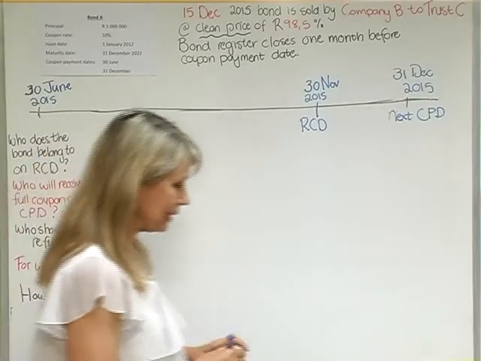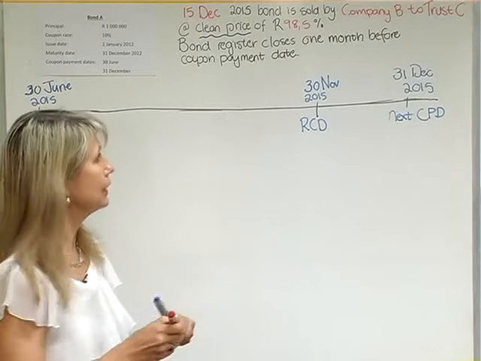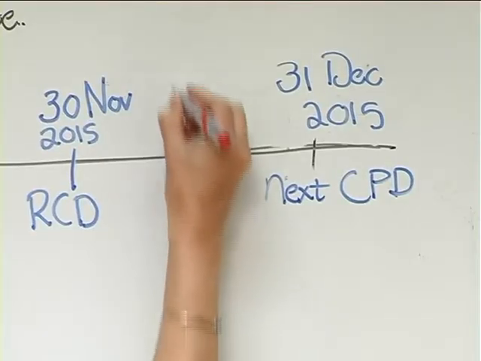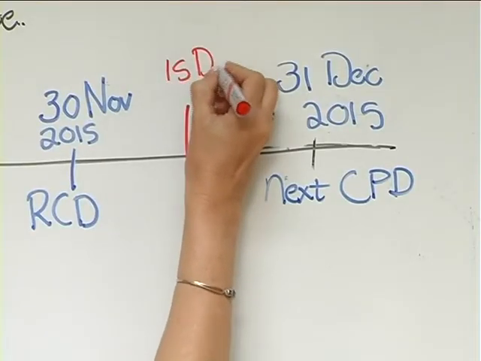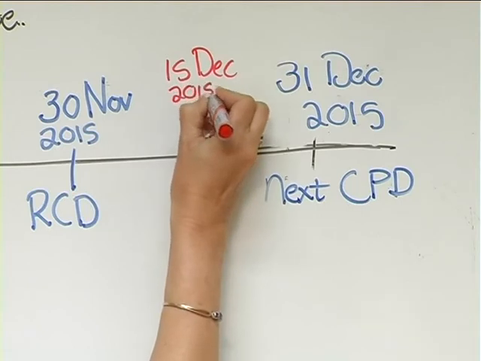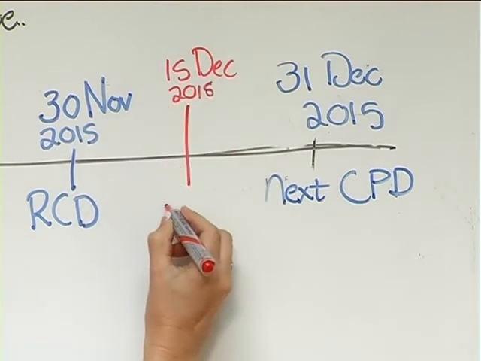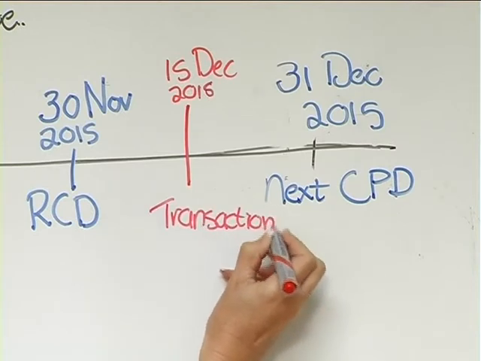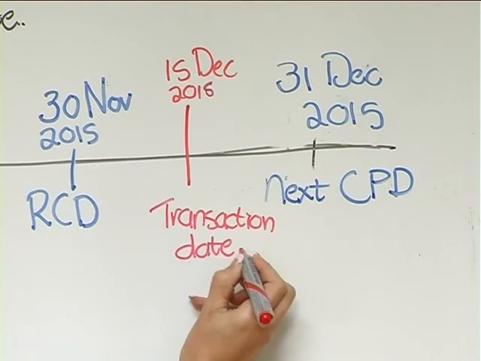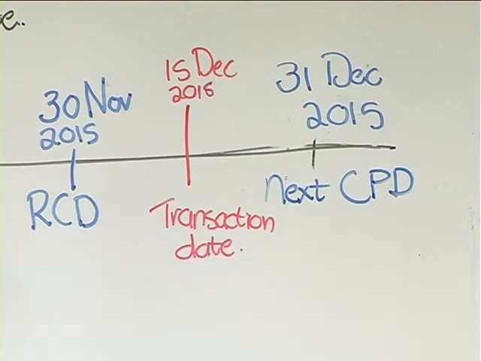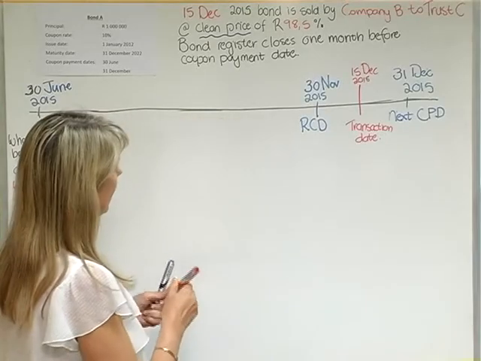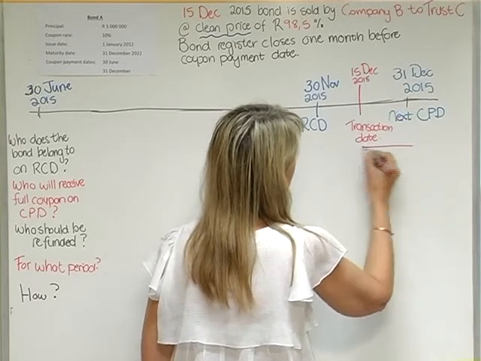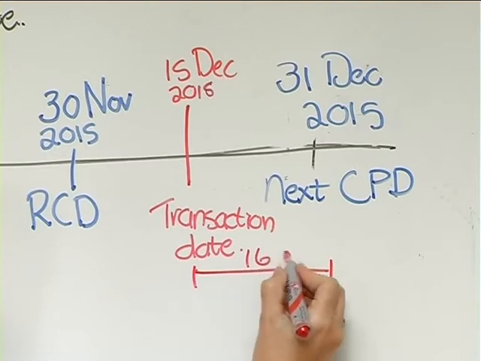So that is now the register closing date for the next coupon payment date. Right. Now, the transaction takes place on 15 December 2015. So now this transaction falls here. That is the transaction date. Now, the number of days from 15 December until 31 December is 16 days.